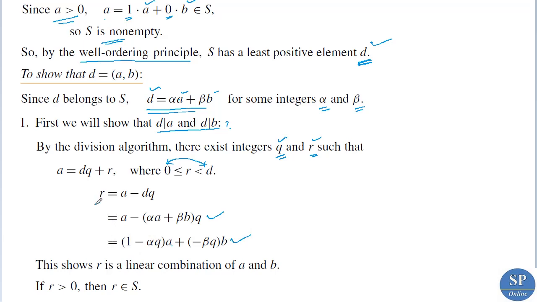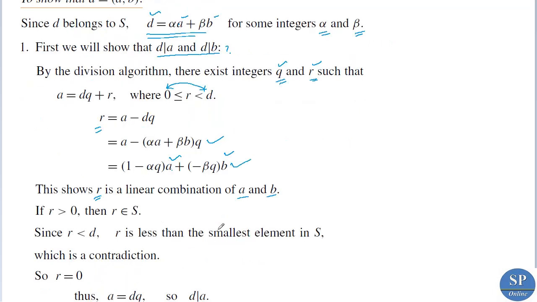That means this is equal to R. R can be expressed as a linear combination of both A and B, and we obtain that R is greater than or equal to 0. This shows that R is a linear combination of A and B. So if R is greater than 0, here we have R is greater than or equal to 0.